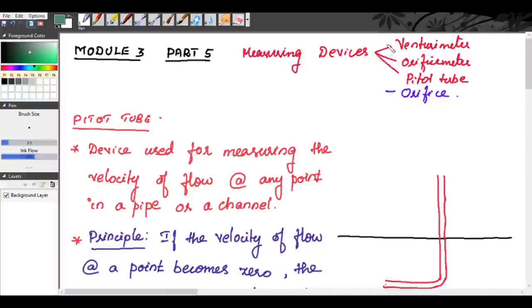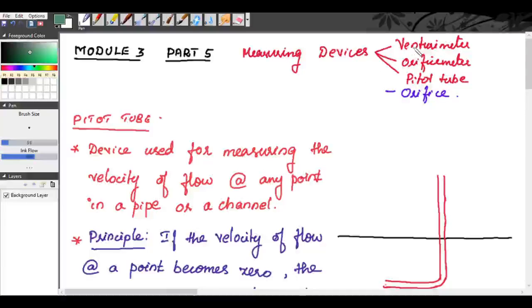Last class we saw about venturi meter and orifice meter, and both are used to determine the rate of flow of liquid flowing through a pipe. Today we are going to study about pitot tube and orifice. A pitot tube is also a measuring device, used for measuring the velocity of a flow at any point in a pipe or a channel.